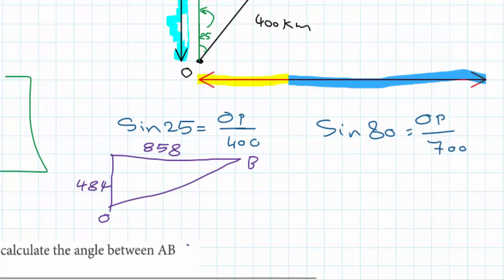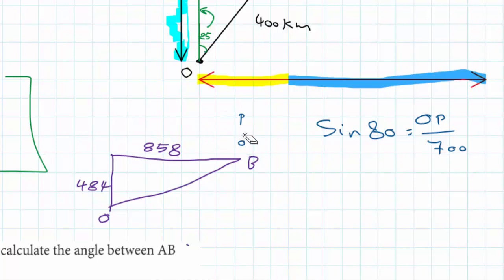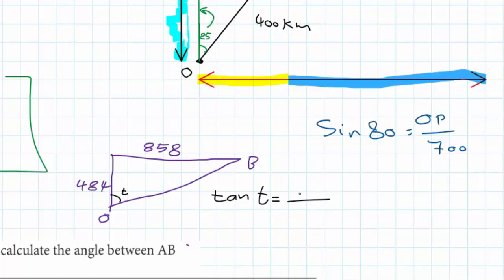Now we know two lengths. The angle between them is missing. These two lengths are opposite and the adjacent. This angle is missing, which is the bearing of B from O. Let's call this angle T. And according to T, we have opposite and adjacent. So we're going to use tan. Tan of T is equal to opposite, which is 858, over adjacent, which is 484.